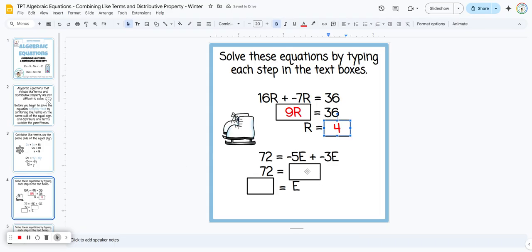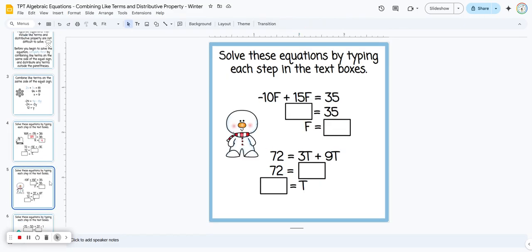And then they've got another problem down here to solve. Combine like terms, and then go ahead and solve the rest of the equation. And then on the next few slides, they have a few more to solve, just combining like terms.